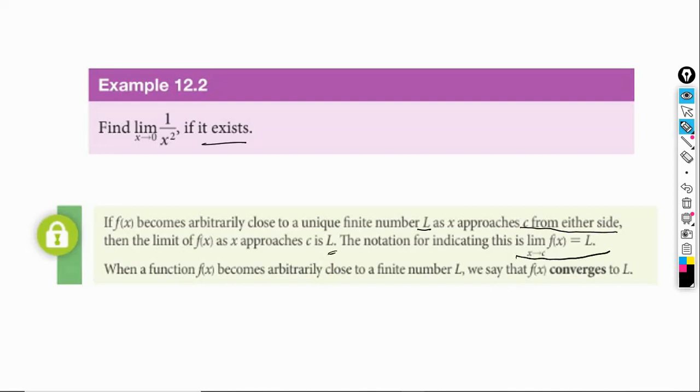So this is basically a formal way of defining what we did in the previous examples. So when a function f of x becomes arbitrarily close to a finite number L, we say that f of x converges to L. So let's now go to the solution of example 12.2.